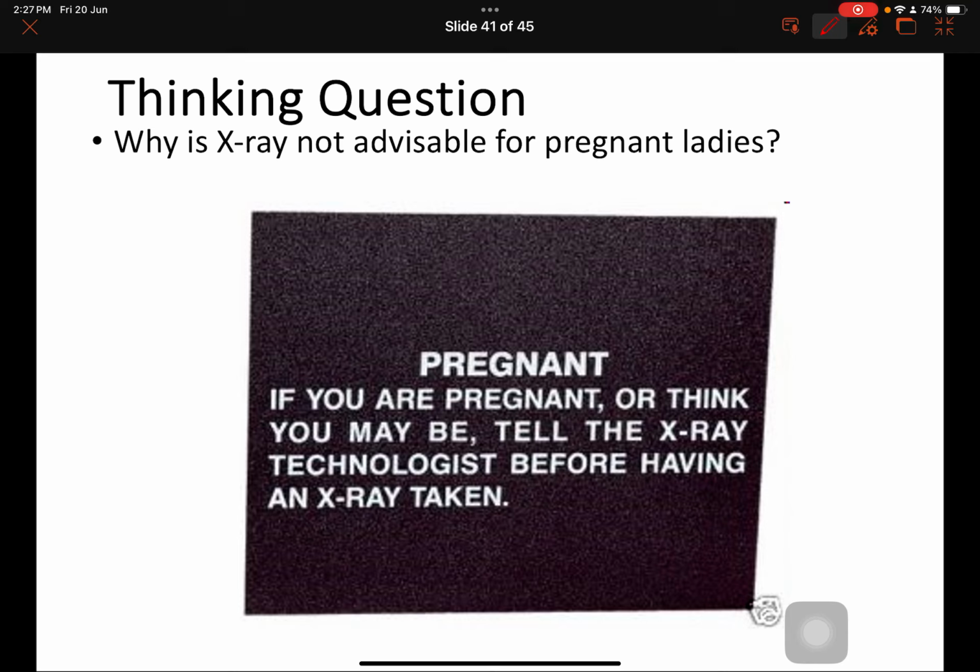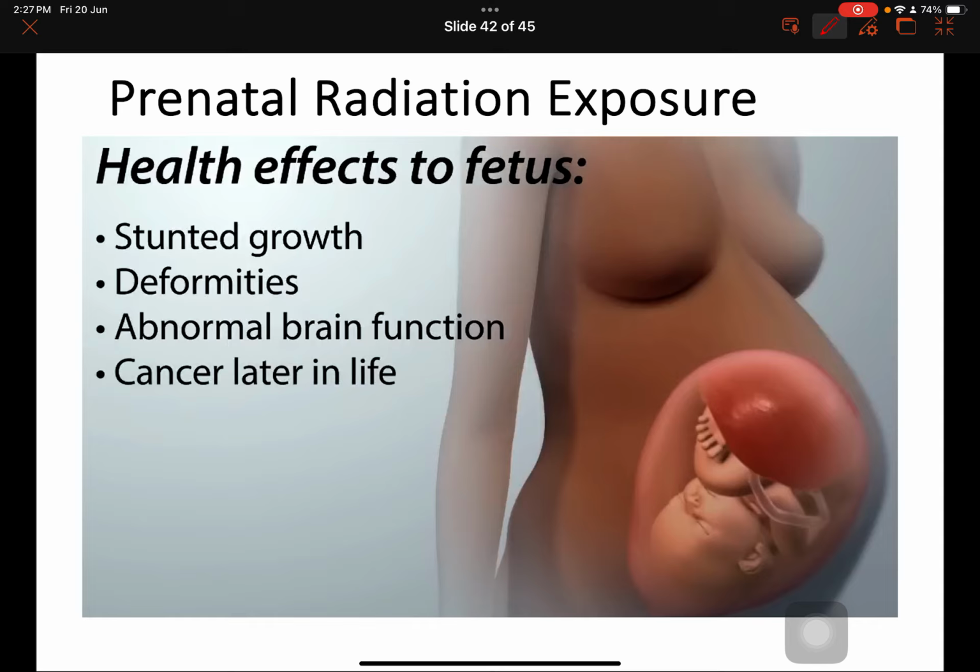Due to the effect of radiation, pregnant ladies are often not advised to take X-rays, and this must be made known before the test is done. Why is that so? When a woman is pregnant and undergoes any form of X-ray scan in the hospital, it may result in stunted growth, deformity, and abnormal function of the brain of the child as the child develops. It may also sometimes result in cancer when the cells divide uncontrollably.